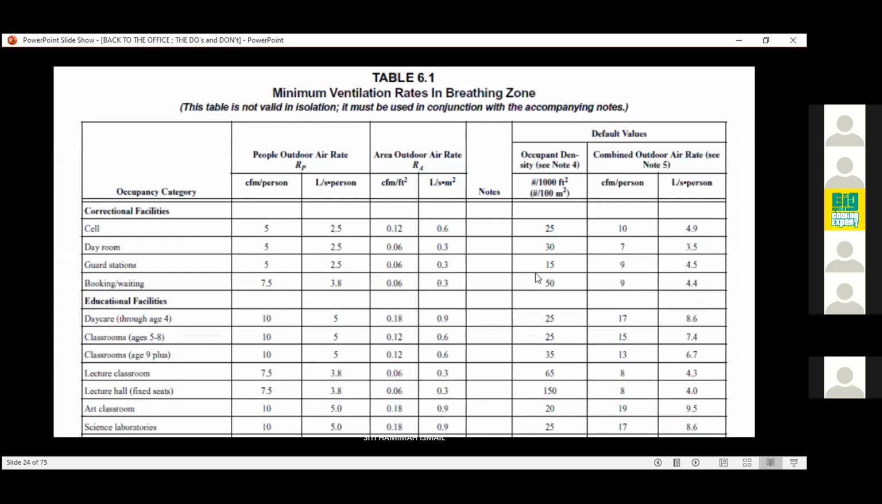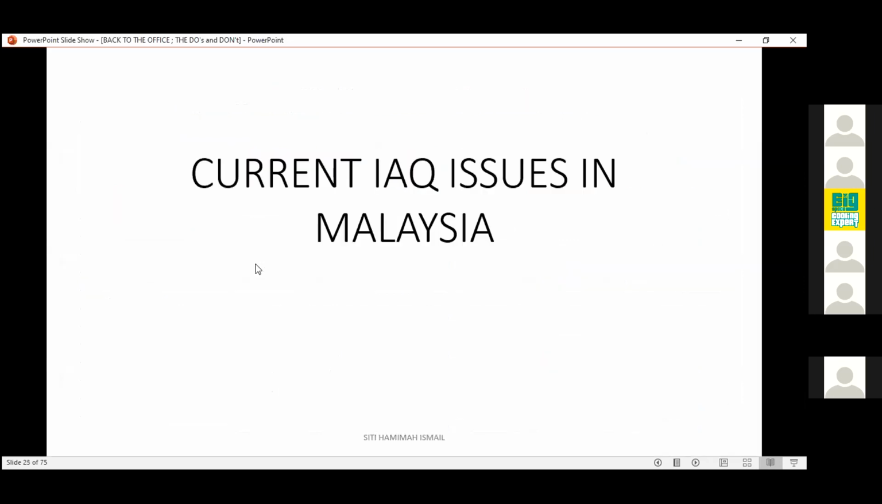So this is the minimum ventilation rate. Yang ini ada dekat dalam ASHRAE standard ni. This is what you have to comply now. Bezanya kalau sebelum ni 7, now the requirement is 10. Okay, current IAQ issue in Malaysia.